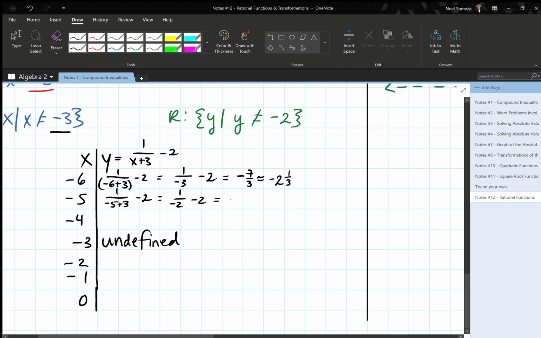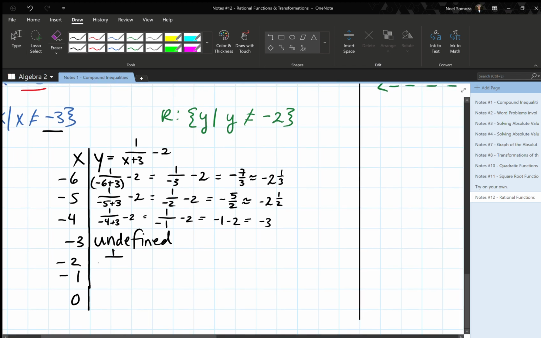This equals 1 over -2 minus 2. So eventually we get -5 over 2, and that's approximately equal to -2 and 1/2. Now when I plug in -4, 1 over -4 plus 3 minus 2, that's going to give us 1 over negative 1, minus 2. Well, that becomes negative 1 minus 2, which is equal to negative 3. All right, now let's go towards the other side.